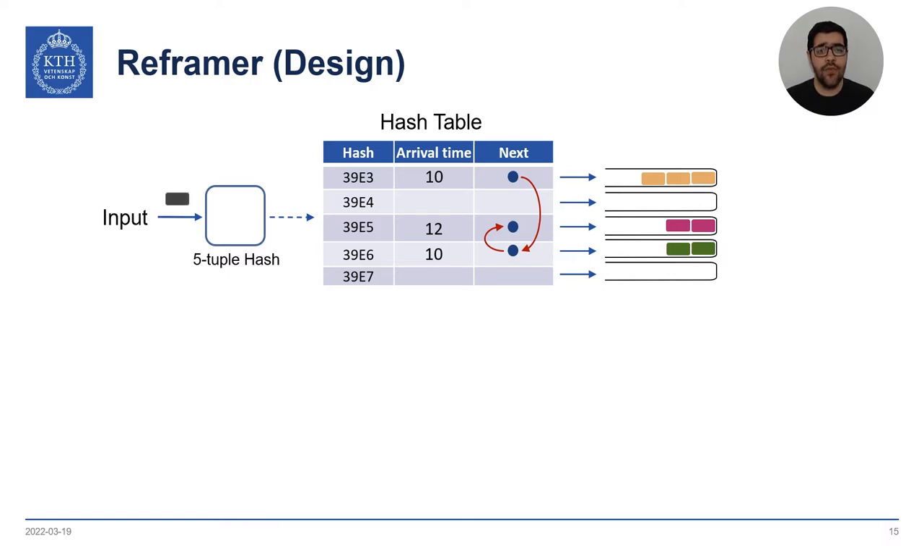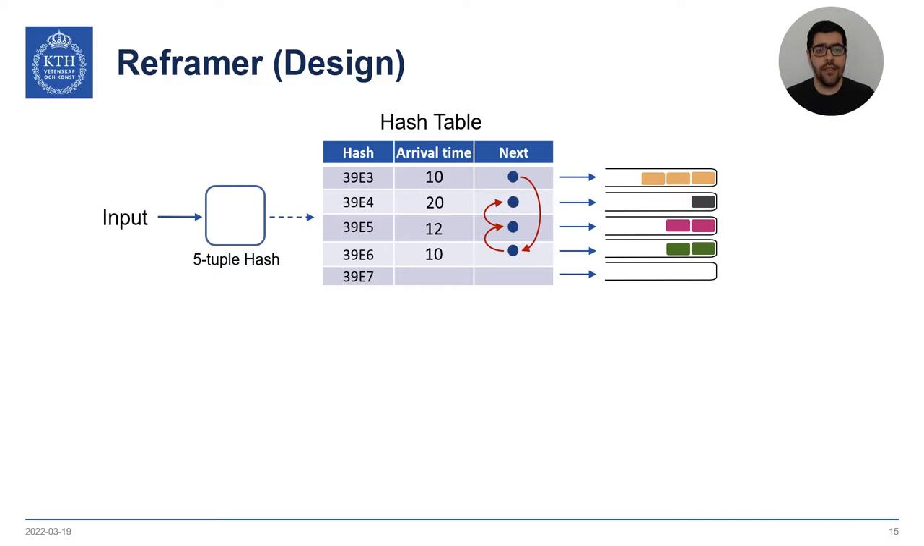In case Reframer receives a packet which maps to an empty row in the hash table, it puts the packet in the queue as the first step and then updates the related row with the arrival time of this packet and also adds the row to the end of the flush linked list. And this is all we need to do for classifying and inserting packets.